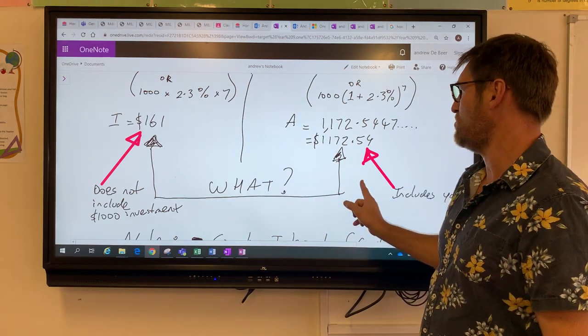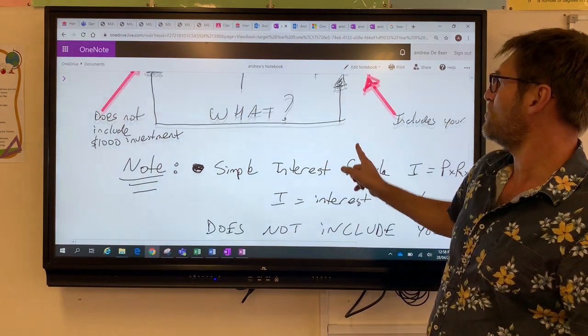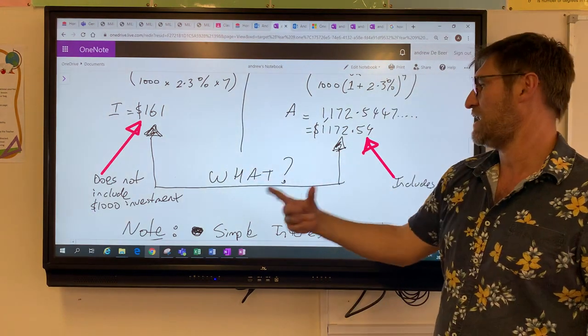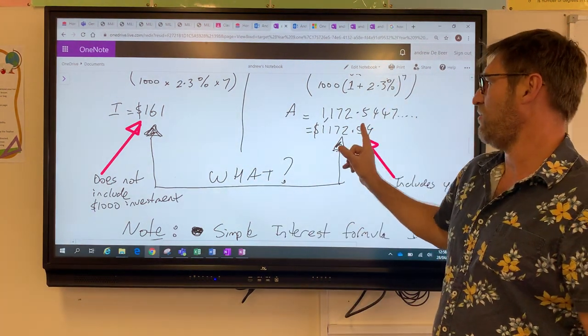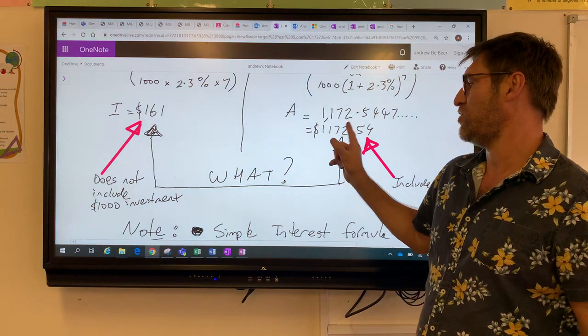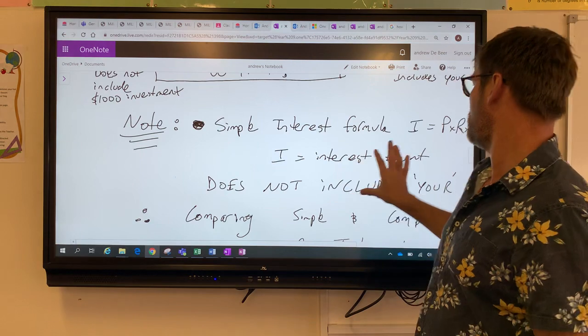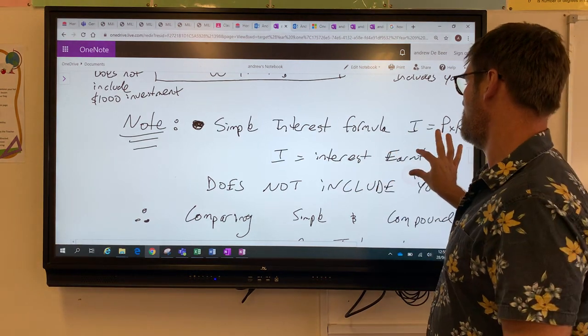Comparing those two, this one doesn't have the $1,000 added in. You're going to have to do that later. This one, really importantly, does include your amount of money. So it's so important to understand that. Simple interest formula, so reduce that down.